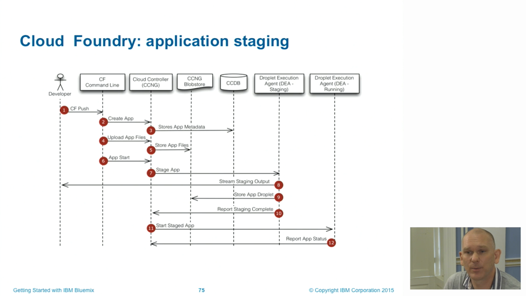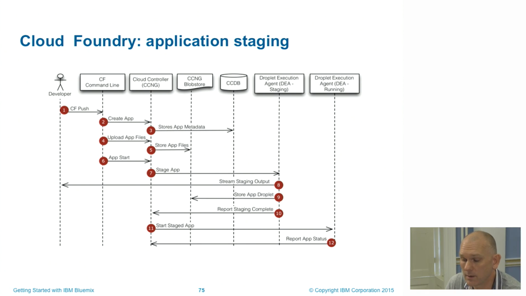The droplet execution agent is responsible for actually assigning my application to a container and then starting and stopping that container. I'm now going to take you through what happens when you actually invoke a CF push command on the command line. So when I do that, the first thing that happens is the command line uses the Cloud Controller REST API to talk to the Cloud Controller to actually create a new application. This is assuming that an application isn't already running and we're doing an update. So this is when we're pushing a new application.